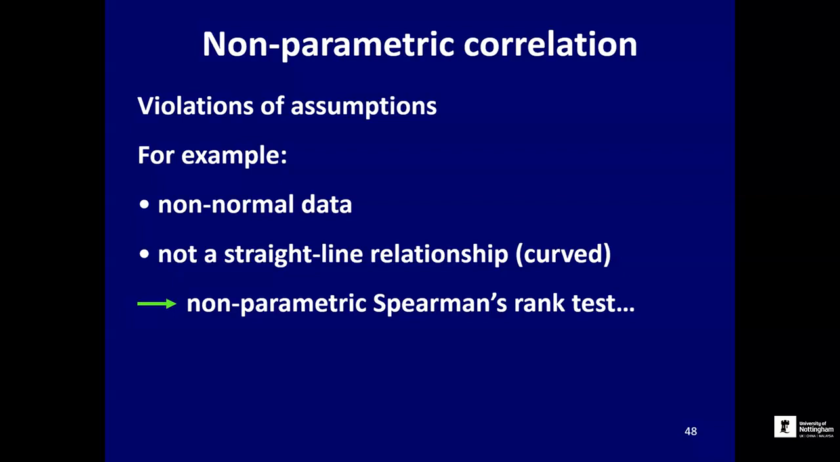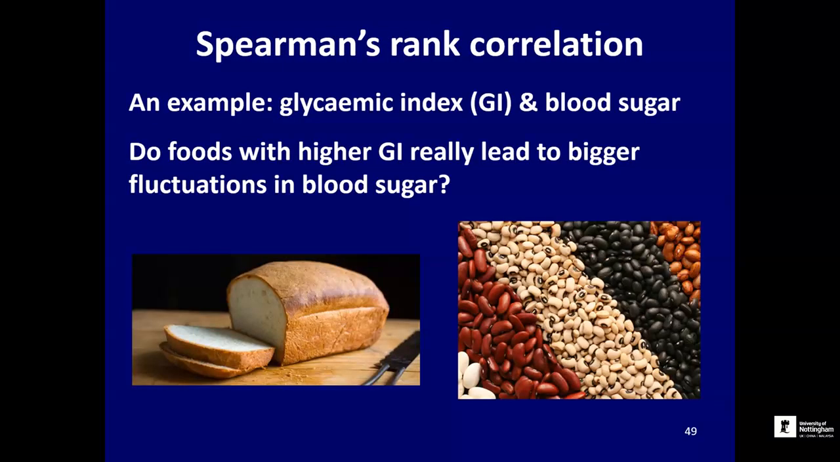The non-parametric test is called Spearman's rank. These tests, both Pearson's and Spearman's rank, are dead easy to do in lots of different packages. You can do them in Excel, you can do them in R, in Prism, and so on. You get the computer to do the hard work for you. It will generate the test statistic and the p-value that you need. So let's have a quick look at an example of Spearman's rank using glycemic index in food.